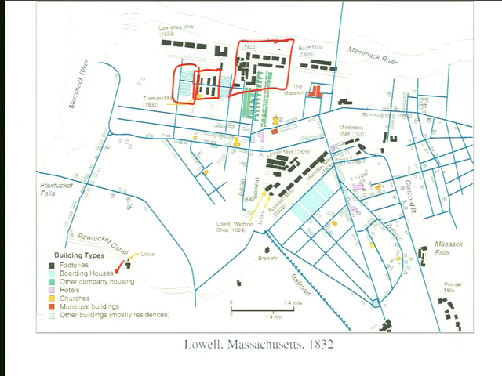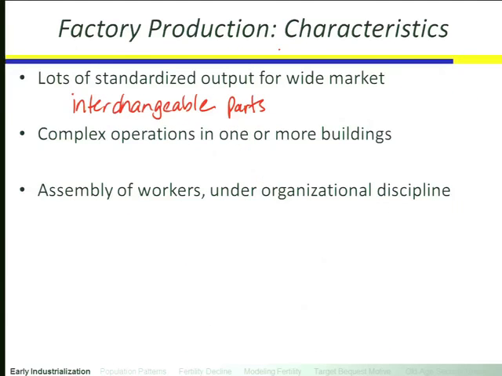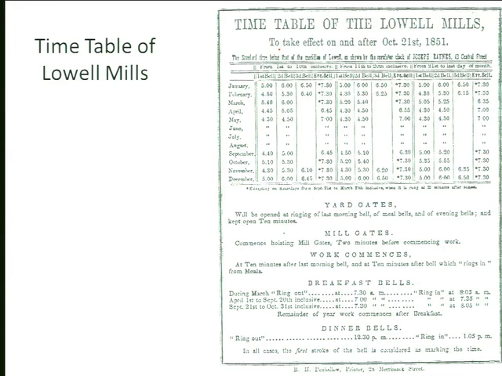So these require a large labor force, which is the third characteristic of factory production, which is assembly of workers under an organizational discipline. I showed you the organizational discipline on Thursday. This was the table of the Lowell Mills, the timetable that showed people what times they had to be at various places. So from the 1st to the 10th of January, the first bell was going to ring at 5 in the morning, and the next bell was going to ring at 6 in the morning, and the third bell was going to ring at 6:50 in the morning.